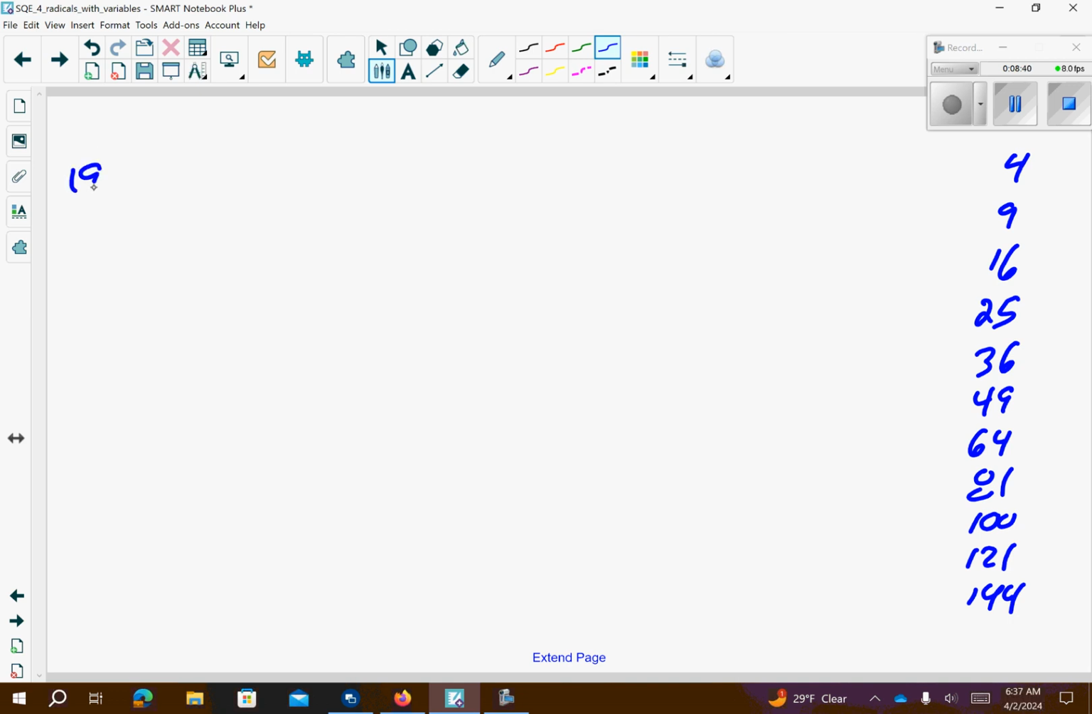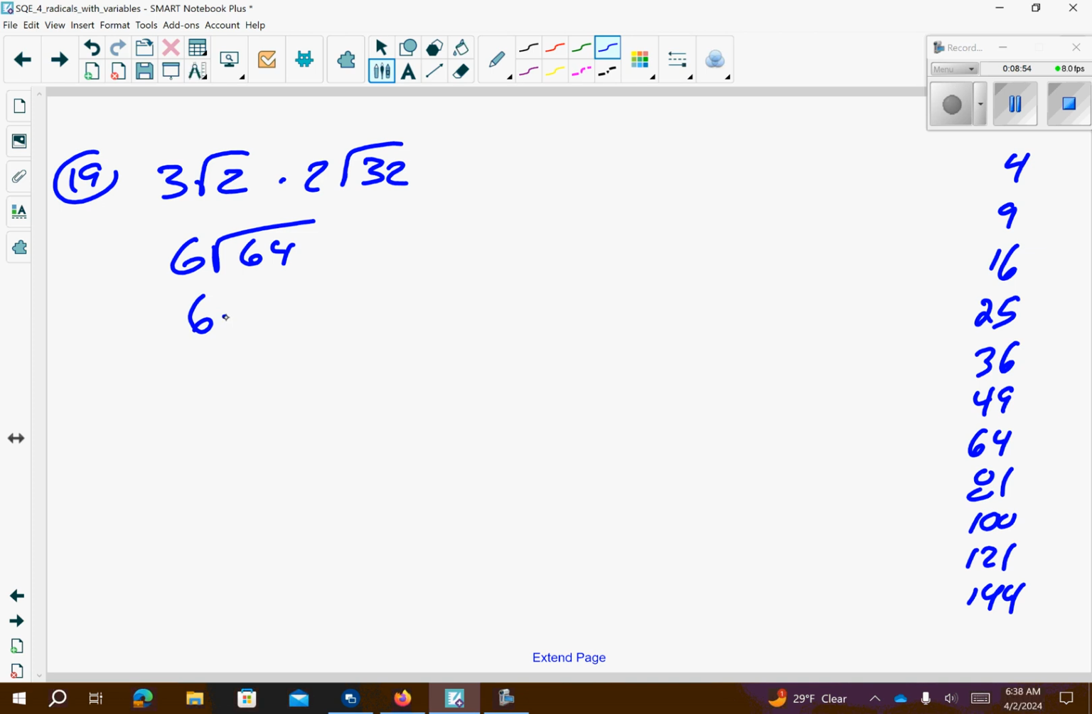So number 19, I'm going to get 3 root 2 times 2 root 32. Multiply outside, outside, so 3 times 2 is 6. Inside, inside is root 2 times root 32, which is root 64. 64 is a perfect square, so the square root of 64 is 8. So 6 times 8 is going to give me 48.